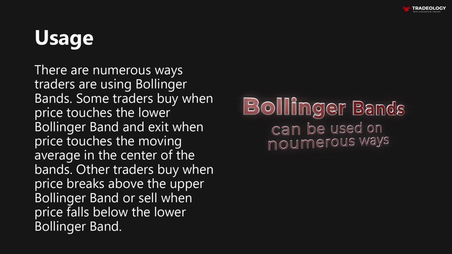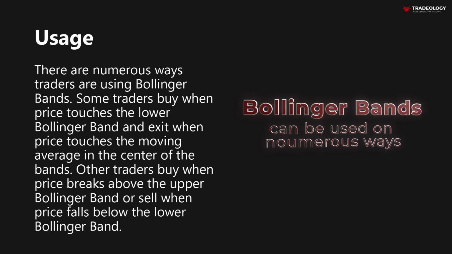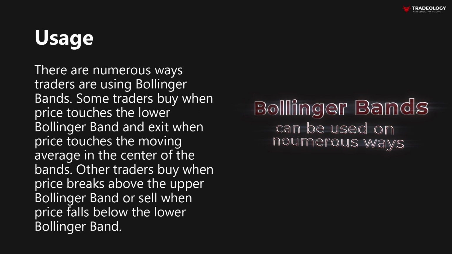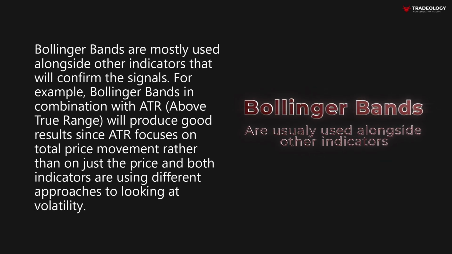Now, there are numerous ways traders are using Bollinger Bands. Some traders buy when price touches the lower Bollinger Band and exit when price touches the moving average in the center of the bands. Other traders buy when price breaks above the upper Bollinger Band or sell when price falls below the lower Bollinger Band. Bollinger Bands are mostly used alongside other indicators that will confirm the signals.